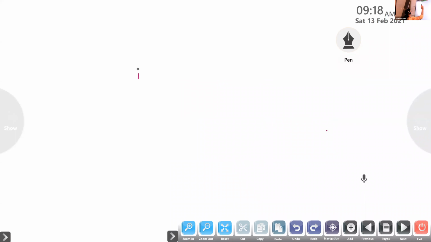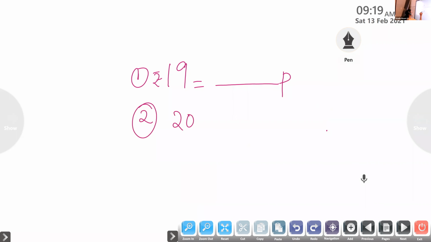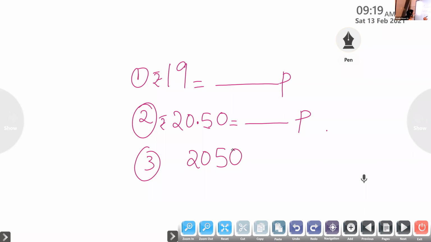Question number 1. 19 rupees. How will you write it in paise? Next one. 20 rupees 50 paise. How will you write it in paise? Next one, the paise is given. 2050 paise. How will you write it in rupees? Only 3 questions, okay, children. All of you, only 3 questions.